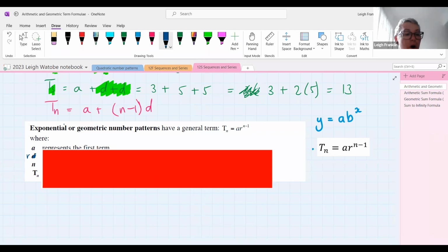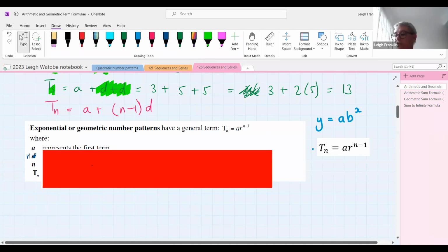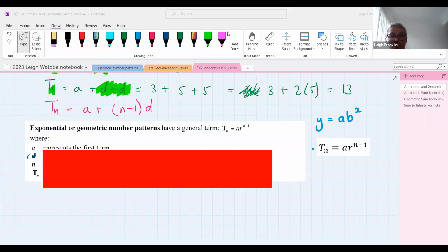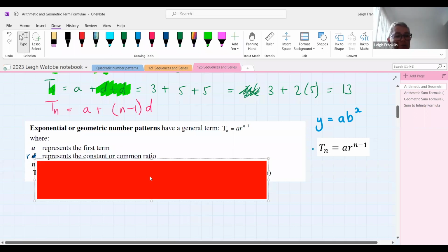That's supposed to be R. Anybody know what R represents? What does R stand for? Constant, common ratio. That's it. So you can call it the constant ratio or the common ratio. That's fine. Absolutely. Good job.